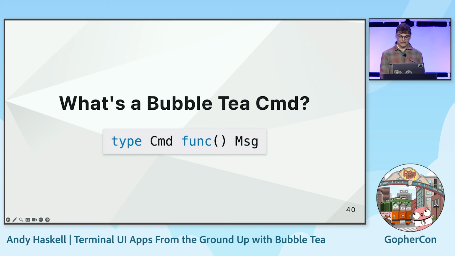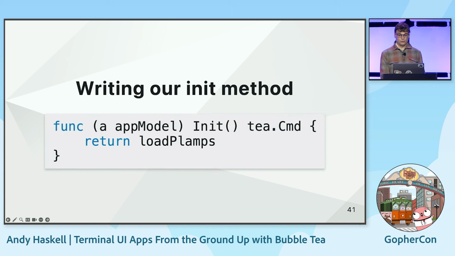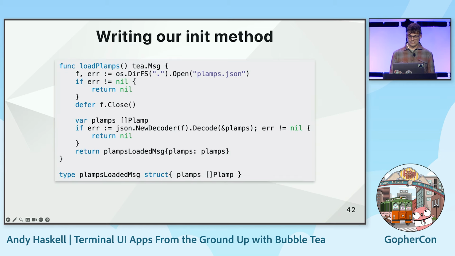And by the way, commands are not just for I/O. You're also able to use them for animating components, like for example, if you have a spinner component, you can have a command that runs time.Sleep to send a message and then move the animation to the next frame. So for our init method, we're going to return a command called load plants, and here's how we implement it to load it from plants.json.